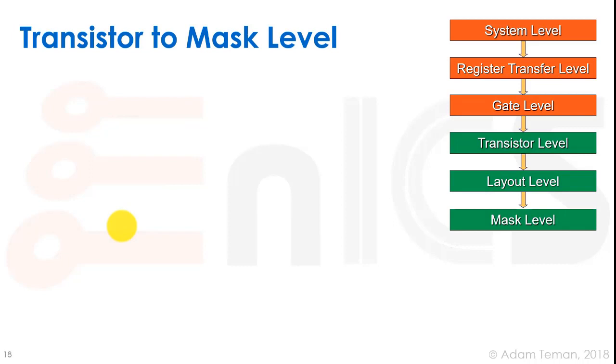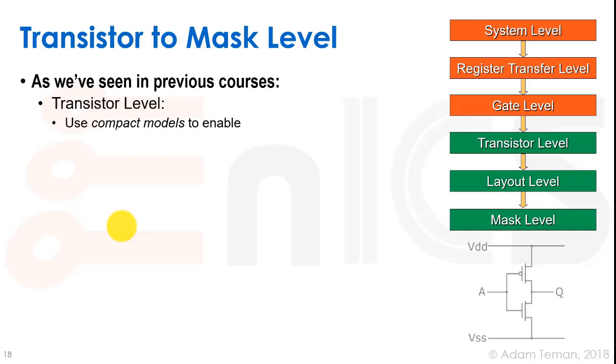From the gate level, we have to dive down into the transistor level all the way to the mask level, and actually that's again out of the scope of this course, and I will maybe describe it in other courses in the future. But at the transistor level, we have these compact models that describe how the devices work, that enable us to run circuit simulation and use that to build our gates that we can use for our RTL.